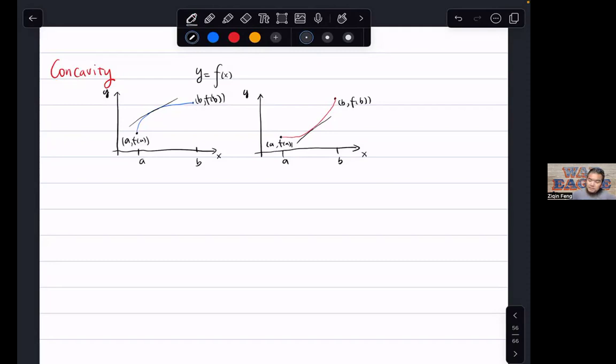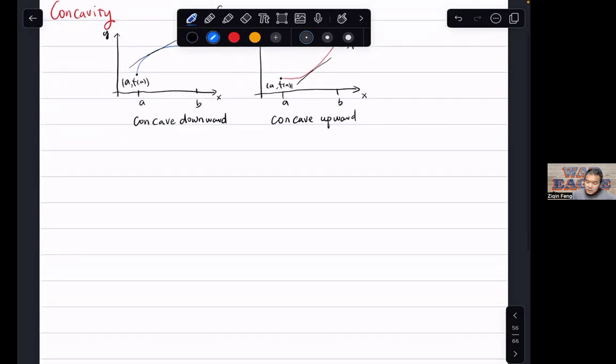So we have two definitions for these two things. The first one is called concave downward, and the second one is called concave upward. Let's write down the official definition for that.